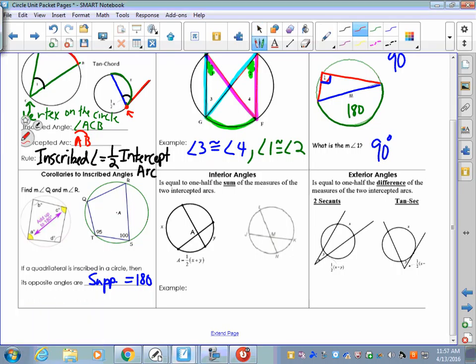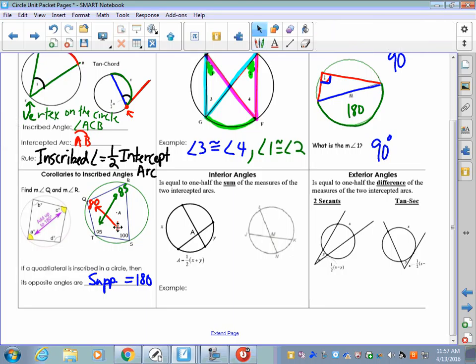Right here they're showing you that angle A and angle C add up to 180. If I know angle S is 100, then if I go across from it, Q would have to be 80 because it adds up to 180. And if I go across from T, that would have to be 85 because it adds up to 180. Alright, and so the last two is dealing with when the vertex is not on the circle.